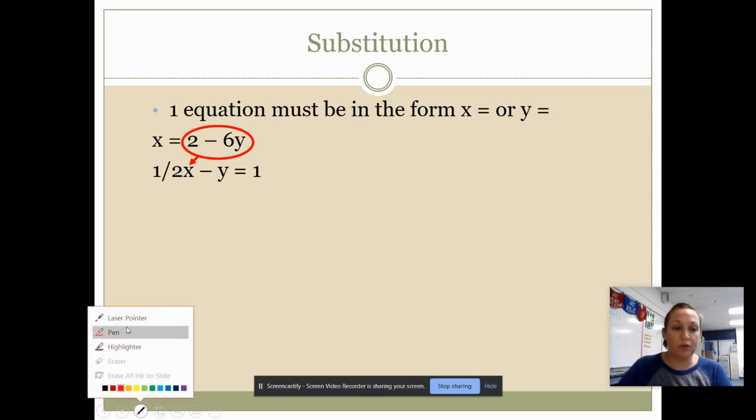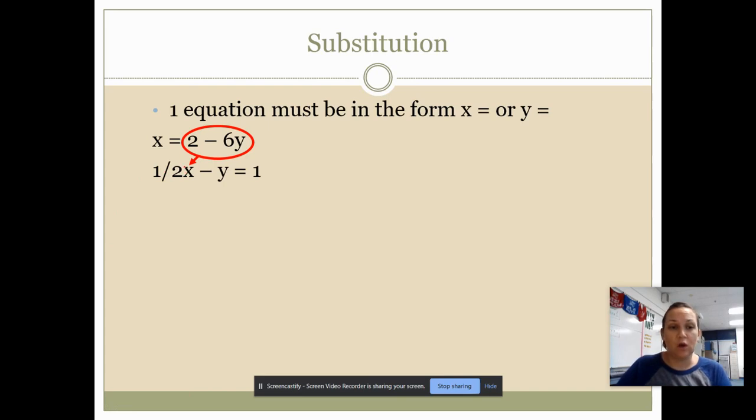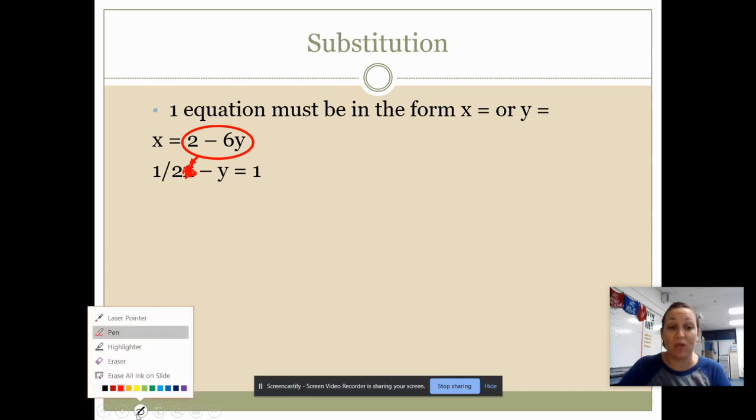Now, it's really important that when you do substitution, you are replacing the letter x with the 2 minus 6y. So if you need to, you should scribble out the letter x so it's not there anymore, so you don't accidentally keep the letter x in the problem.